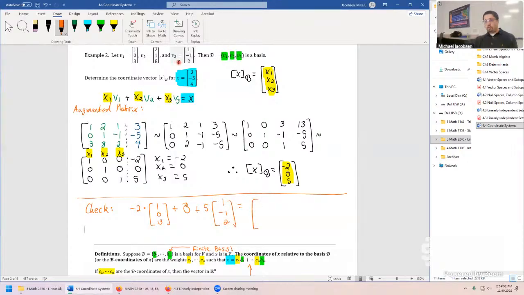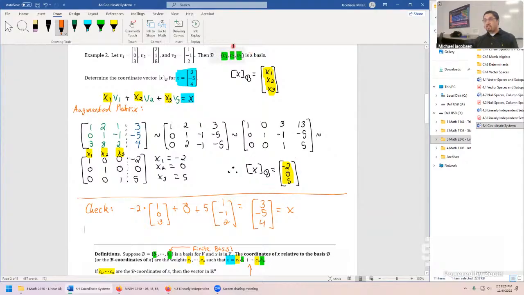If we multiply this through, in row 1, we have negative 2 plus 5 for a 3. In row 2, we get 0 plus 0 minus 5. And in row 3, we get negative 6 plus 0 plus a 7. Or excuse me, plus a 10. That's a positive 4. Sorry, my arithmetic is not the best today, it seems. But that does give us the original vector x from the very start. And so that verifies this is the correct coordinate vector.